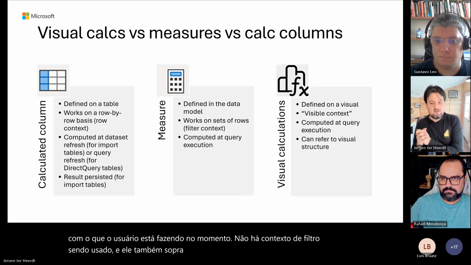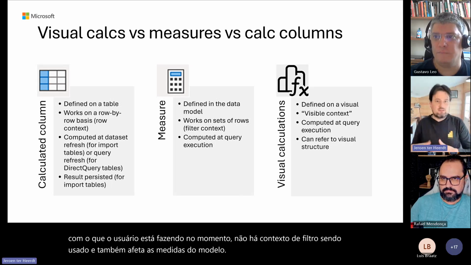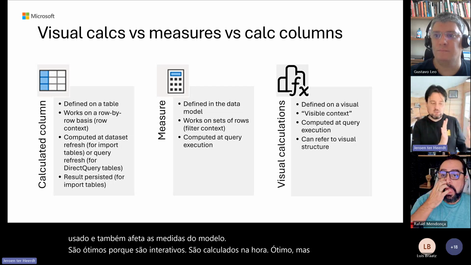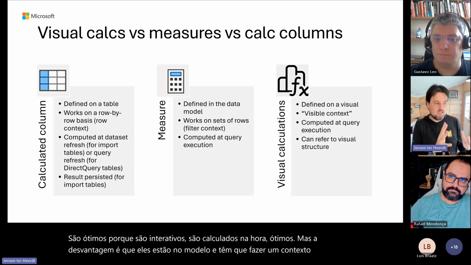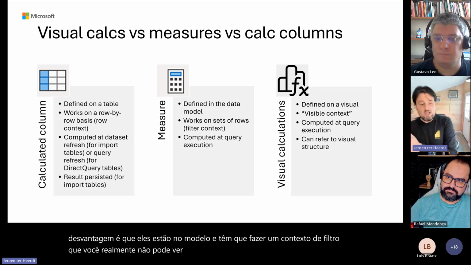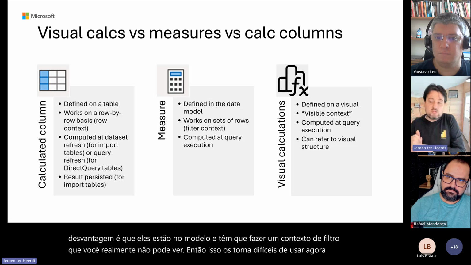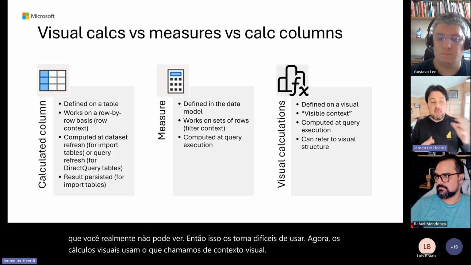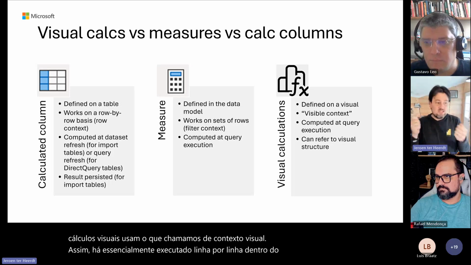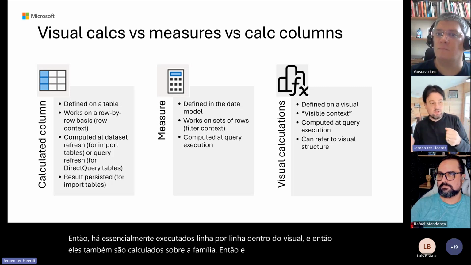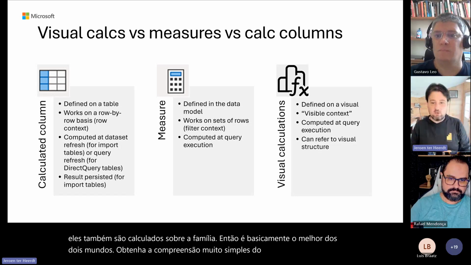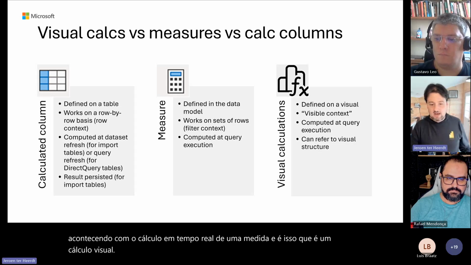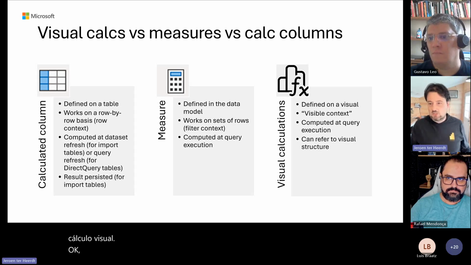Measures are great because they are interactive. They're calculated on the fly. But the downside is they are in the model and have to deal with filter context, which you cannot really see. So that makes them hard to use. Now, visual calculations use what we call a visual context. So they are essentially executed row by row inside of the visual, and then they're also calculated on the fly. So it's basically the best of both worlds. You get the very simple understanding of what's happening, with the on-the-fly calculation of a measure. And that's what a visual calculation is.